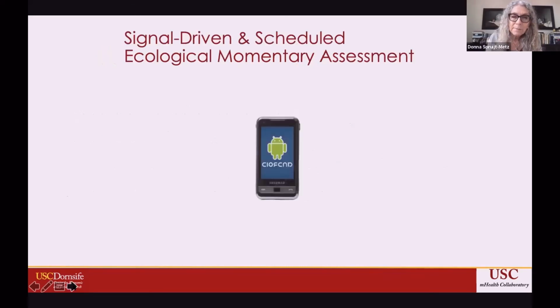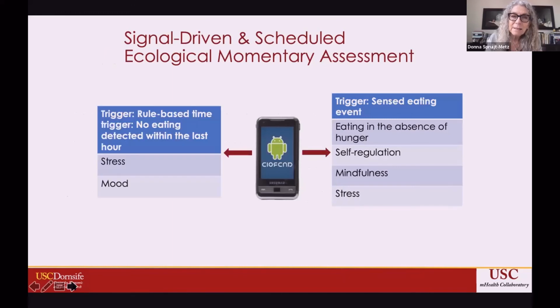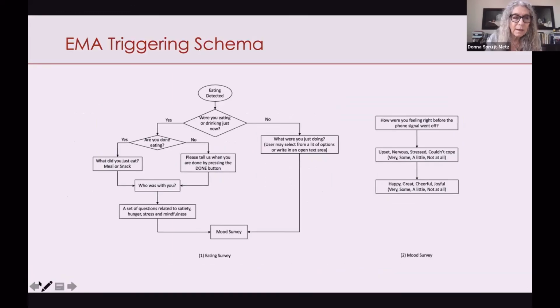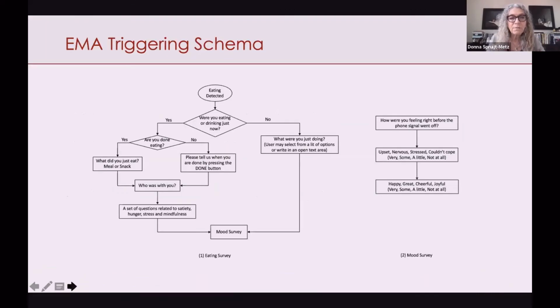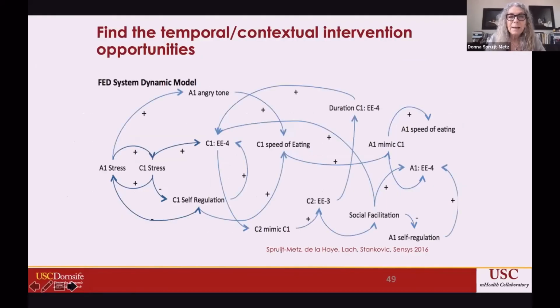And then we had these EMAs. We had EMAs that were just stress and mood, and we had EMAs, so ecological momentary assessment questions answered on the phone, that were triggered by these eating events that we were measuring with the watch. Here is the whole fancy scheme about what we asked people, and here is the whole fancy scheme about what we thought might happen.